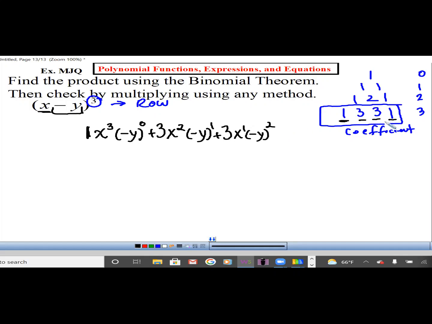And last but not least, my last coefficient is 1. Look what's going to happen to x to the 1st. And what happens to negative y to the 2nd. Copy that, please.